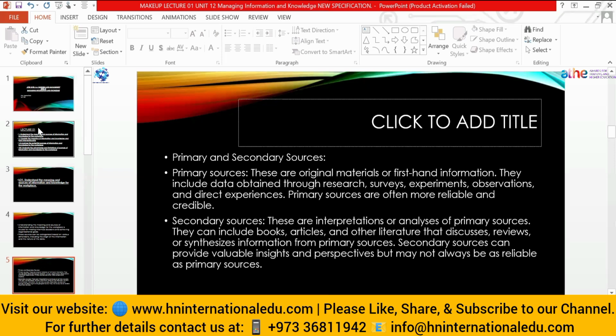And then we have to synthesize that. Whatever the information was, we're going to do a proper debate on it so that we can have enough resource with us. Secondary sources can provide valuable insights and perspectives, but may not always be as reliable as primary sources because primary is the one you are doing by your own self. The authenticity is going to be legit. But in the secondary, you are doing further work on someone else's creation or invention.